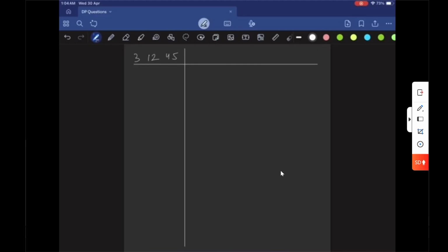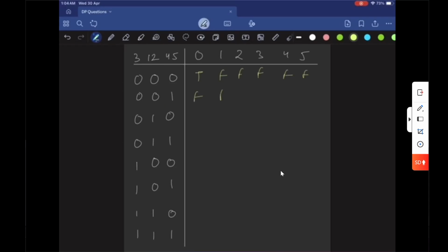So this is the numbers and possible configurations: 0 0 0, 0 0 1, 0 1 0, 0 1 1, 1 0 0, 1 0 1, 1 1 0, 1 1 1, right? And what are the values of k? The values of k are basically 0, 1, 2, 3, 4. Initially, I only have this as true, and this as false, this as false, this as false, this as false, this as false, this as false. Let me do it fast.